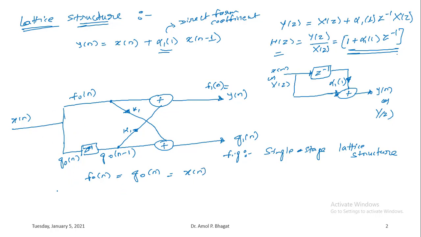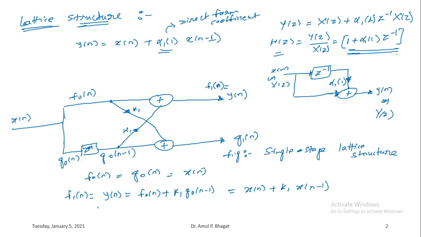In this case, the equation for f1 of n, that is nothing but y of n, is simply this f0 of n coming as it is, plus this k1 getting multiplied with g0 of n minus 1. So k1 g0 of n minus 1. So this f0 of n is nothing but x of n, plus k1 g0 of n minus 1, which is nothing but x of n minus 1. So this is the equation for this y of n or f1 of n.